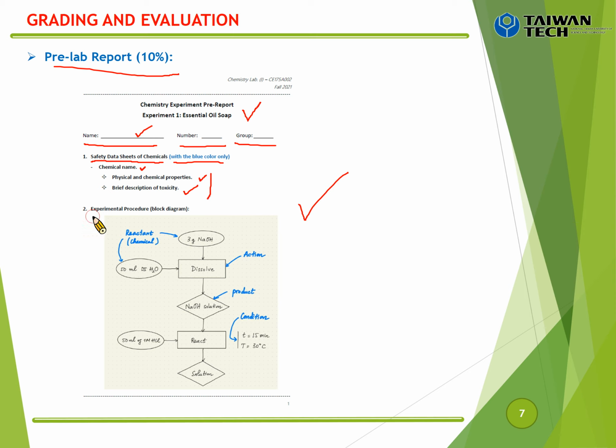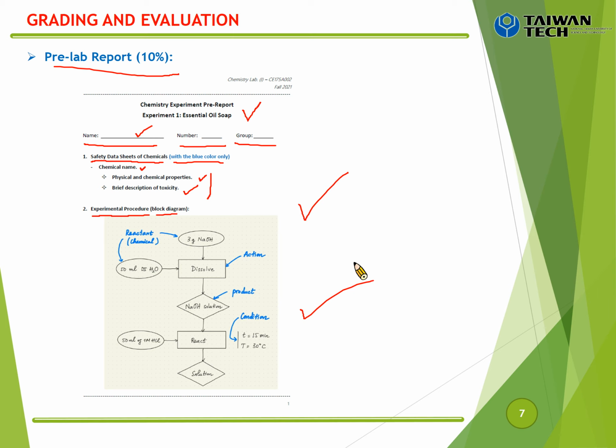Because you work with a chemical, you should know about the properties of the chemical. And the second one, you need to write the experimental procedure. And for this one, you need to use the block diagram, okay? In my material, I describe what you do step by step, but you cannot copy what I provide to you. You need to make the block diagram. With the block diagram, it's easier and you can do the experiment easier, okay?